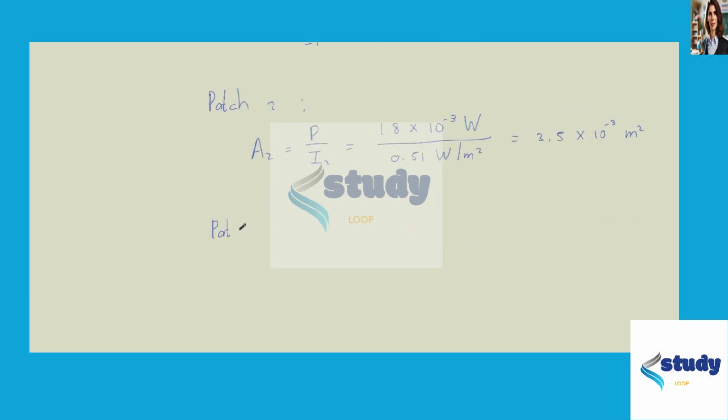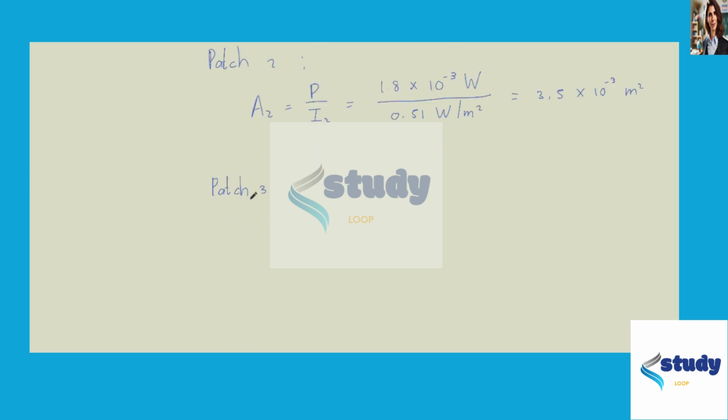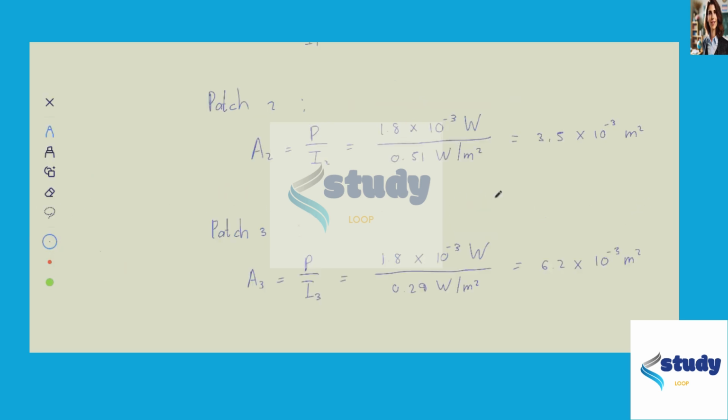Finally, we have patch 3, which has a surface area, A3, which is the sound power again divided by the intensity on that patch, I3. So this is again 1.8 times 10 to the minus 3 watts divided by the intensity now on patch 3 on the outer sphere, which is 0.29 watts per square meter. So calculating, we get the area A3 to be 6.2 times 10 to the minus 3 meters squared. So now we have our areas for each of the 3 patches.